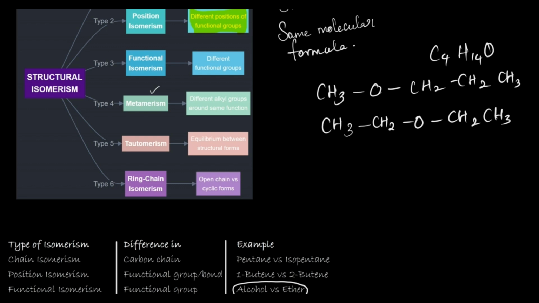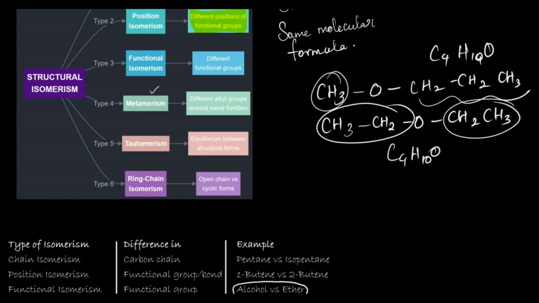H10O. Similarly here also, that is C4H10O. But the alkyl groups attached to this functional group are different. Here I am having methyl on one side and propyl on the other. Here I am having ethyl on one side and ethyl on the other. So please be careful with that.